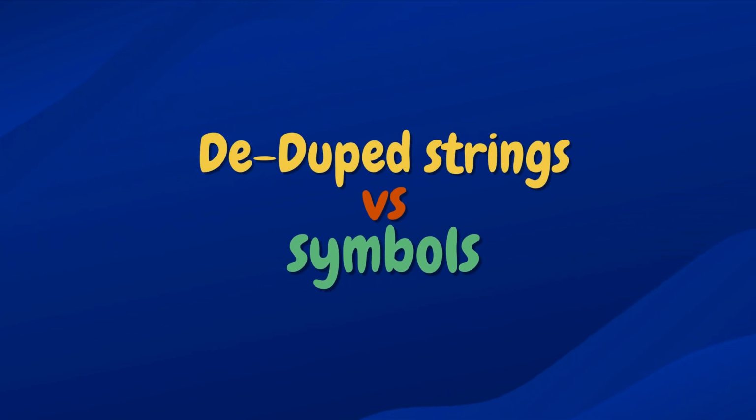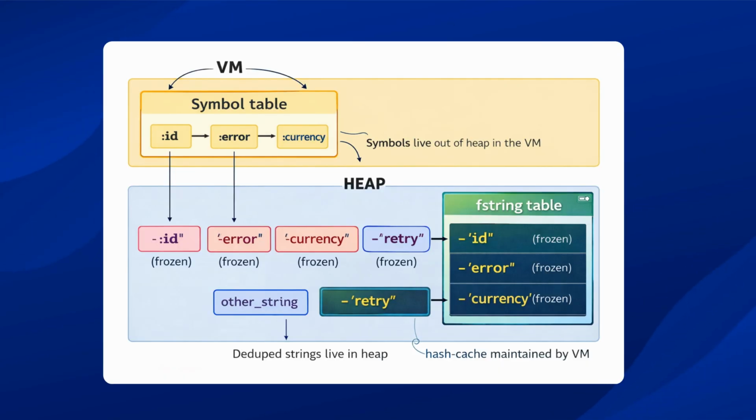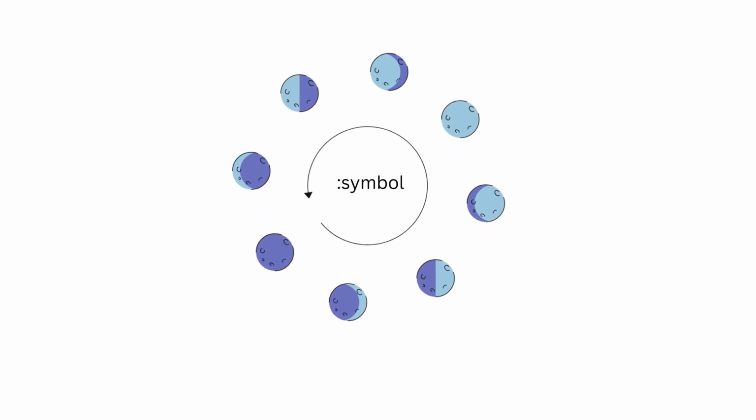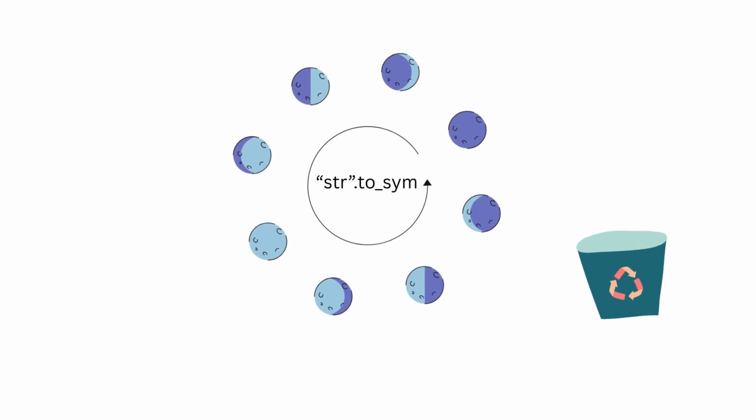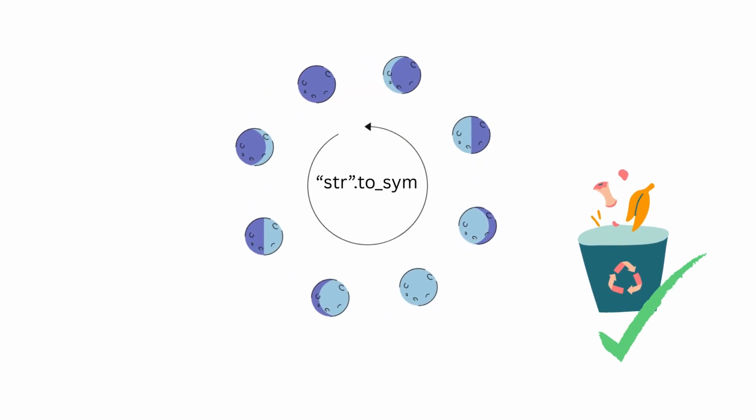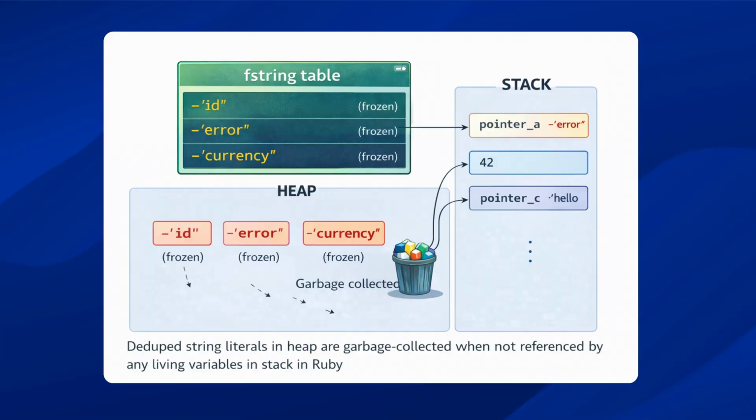Deduped strings versus symbols. In Ruby, symbols live in symbol table out of heap in virtual machine, whereas deduped strings are objects that live in heap and are referenced in fstring table, which is a hash cache maintained by virtual machine. Symbols live throughout the virtual machine's life and are not garbage collected except dynamically created symbols using .to_sym method. Deduped string literals are garbage collected when not referenced by any living variable.